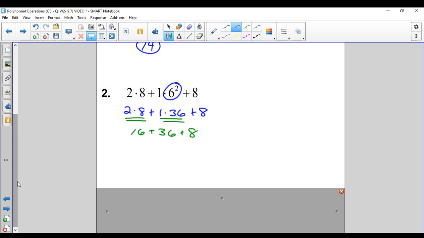So we have that down the line. 16 plus 36 plus 8. It's all addition. It's all the same thing. So we just go ahead and add straight across. That ends up being 60. Last one.